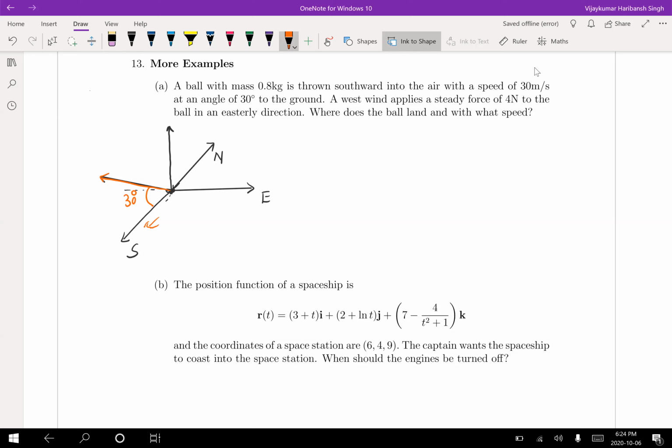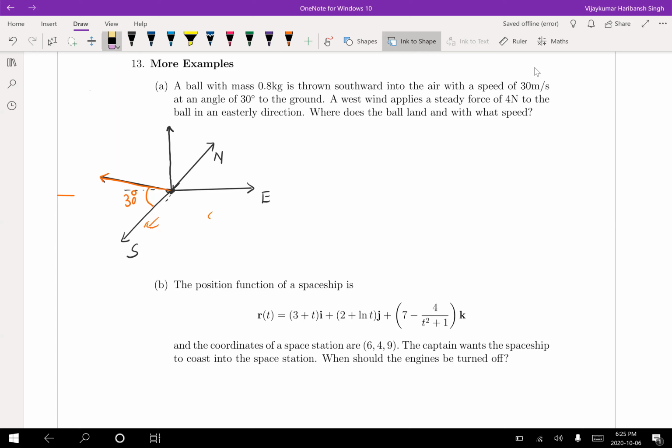So the ball with mass 0.8 kg is thrown southward. With this, a west wind applies 4 Newton. So the wind is in this direction. It's flowing and applying a steady force of 4 Newton to the ball in the eastern direction. All right, so this is the wind happening on this side. And where does the ball land and with what speed?